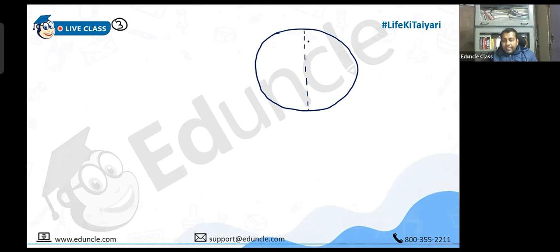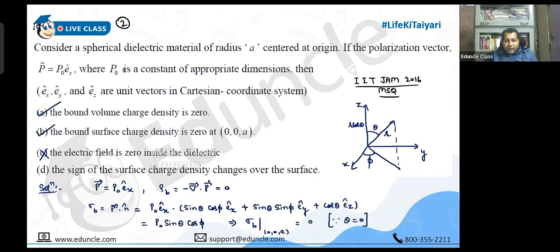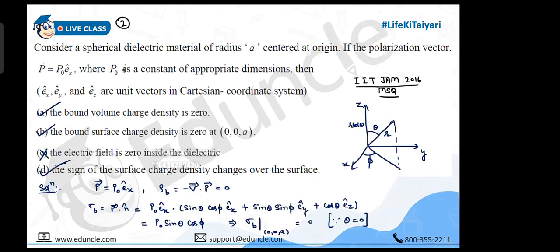So when phi varies from 0 to 2 pi, it changes its sign, na? So it means there is a positive charge here, negative charge here, depending upon phi. So direction of polarization is towards this, and hence electric field is towards this. So electric field is non-zero clearly. So it means this option is wrong. The sign of the surface charge density changes over the surface. That is also correct. So A, B and D are correct.